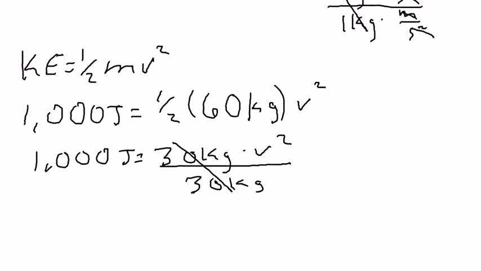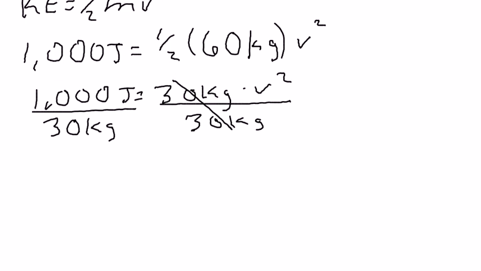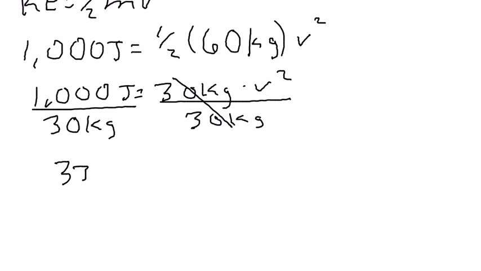So we can cancel those units, that's like terms. Divide this side by 30 kilograms. And when you divide 1,000 by 30, you're going to get 33.3 meters squared divided by seconds squared. And that's because, remember that a joule is equal to 1 kilogram times meters squared divided by seconds squared. So when we divided these numbers, we canceled out the kilograms because they were like terms, and we were left with meters squared divided by seconds squared, which looks like the unit that we need when we're solving for velocity.